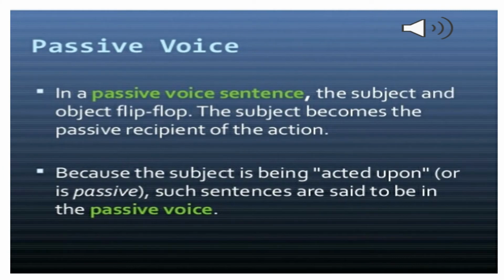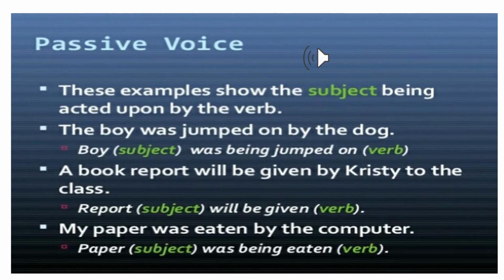Passive voice is used when we want to emphasize the action, that is the verb and the object of a sentence rather than the subject. This means that the subject is either less important than the action itself or that we don't know who or what the subject is. Here you have a few examples.